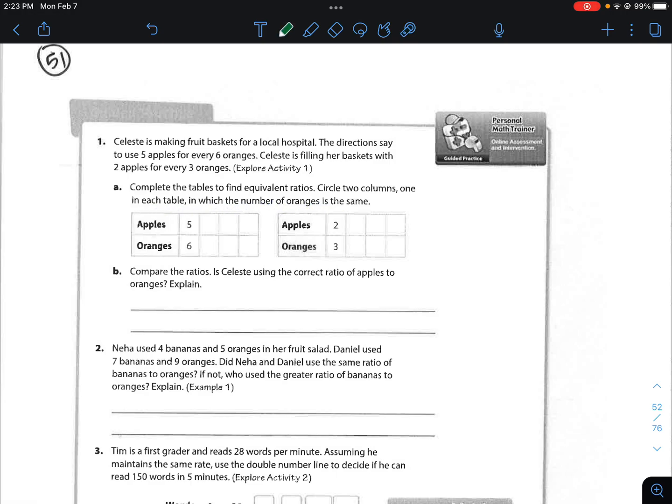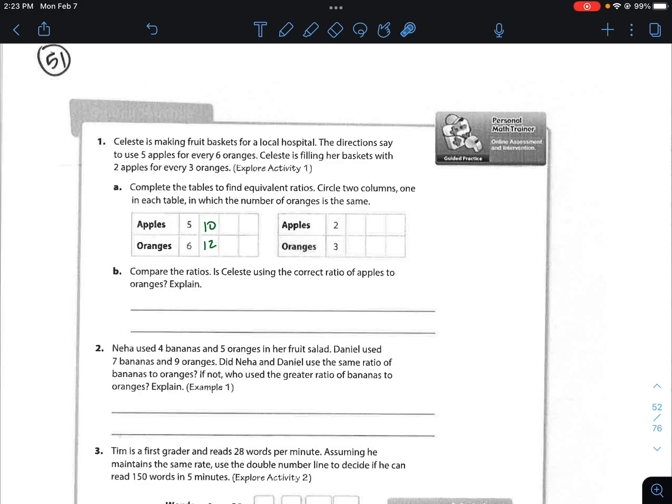So it looks like the directions say you should use 5 apples for every 6 oranges. So if you double that number, you do 10. So what should you do to the number of oranges? You double that as well. Some may be thinking, well, if I add 5 apples, I just add 5 oranges. No, right? You want to double it.